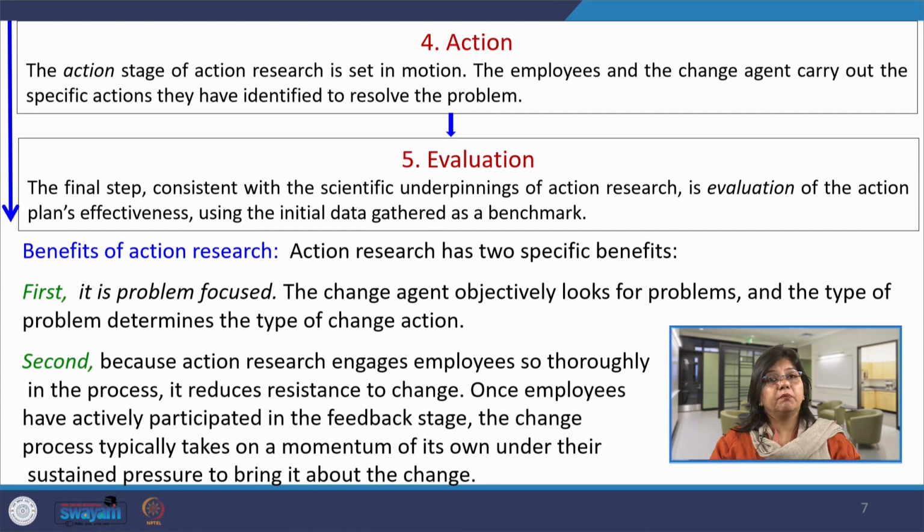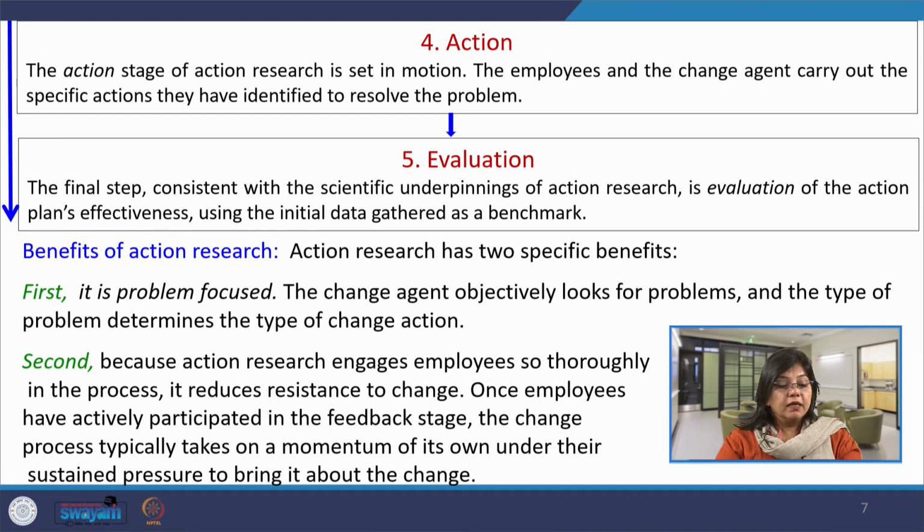It has 2 specific benefits. The first, it is problem focused. The change agent objectively looks for problems, and the type of problem determines the type of change action. So, here the most important advantage of action research is that the change agent knows the core area where the problem exists, he tries to focus on that problem particularly, and based on that problem focus, the change initiation is executed accordingly. So, it is an absolutely objective and problem focused approach to change implementation.